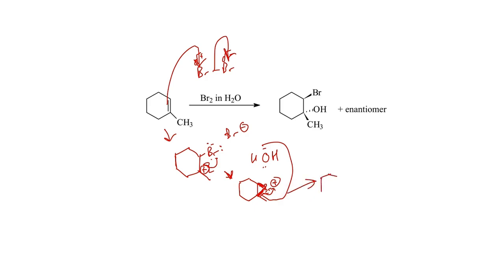Then we have the closest thing to our product, where we have our bromine. And remember, there will be an enantiomer to this as well because this could have also added on the away face.